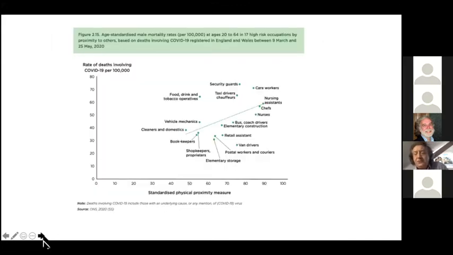And you can also see there are scales of occupational proximity, which is essentially how close do you have to come to other people in the course of your job. And if you relate those to the COVID mortality rates, again, you see higher rates of mortality according to occupational proximity.